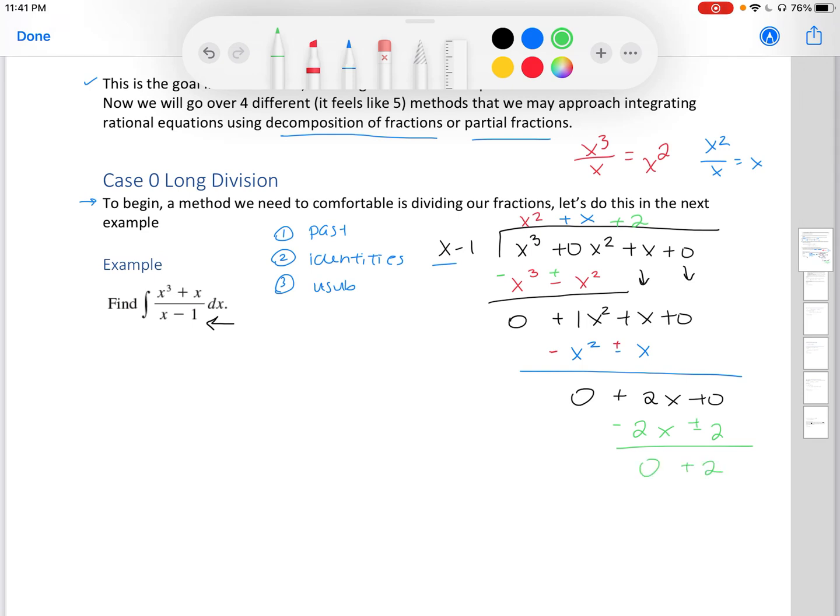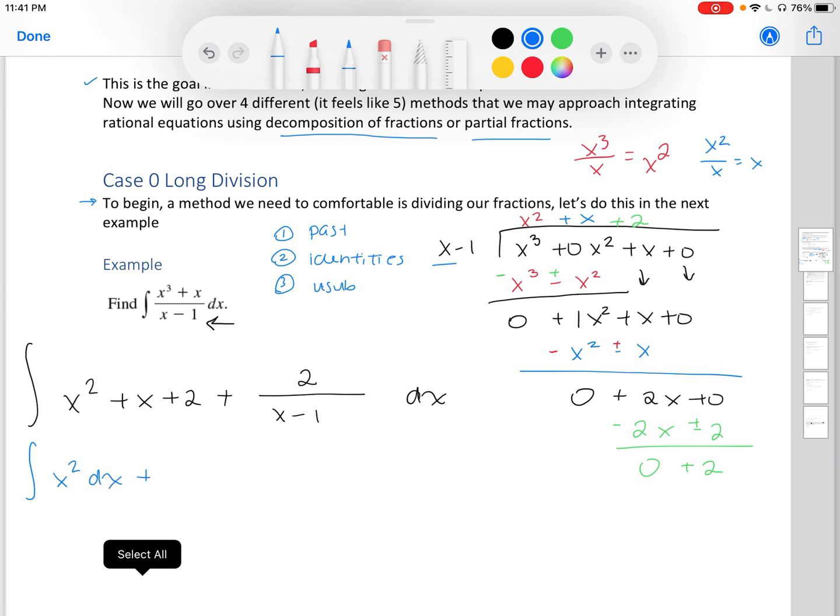So after dividing, we're left with x squared plus x plus 2 plus our remainder divided by our divisor, x minus 1 dx. And we see this is much easier to integrate. Remember, you integrate by terms. So we have x squared dx plus x dx plus integration of 2 dx plus integration of 2 over x minus 1 dx.